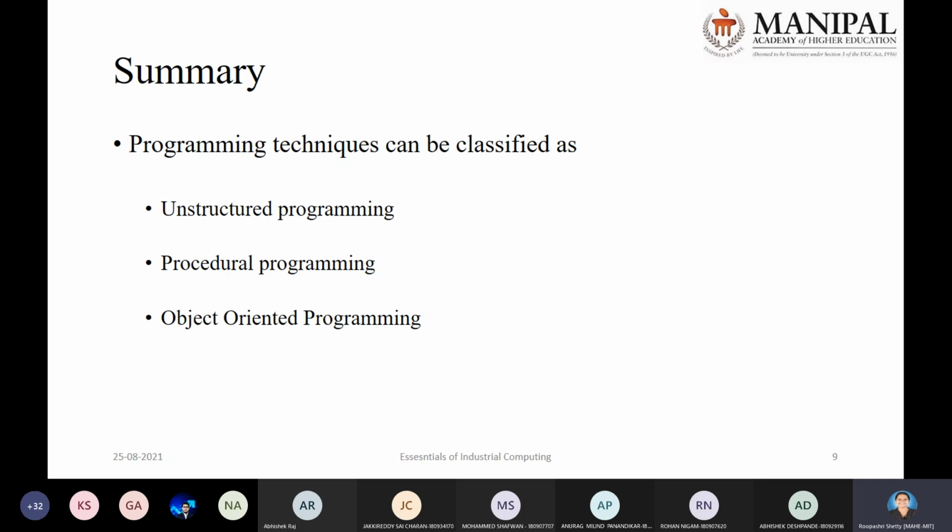To summarize this particular chapter, you have learned three programming techniques here. The first one is unstructured programming, wherein the program will not be in a structured form. Instead, the entire code will be written inside the main function, and there is no concept of local data at all. Everything is global, and there are a lot of limitations. There is no reusability and no independence, etc.